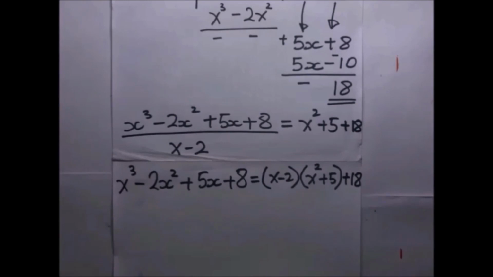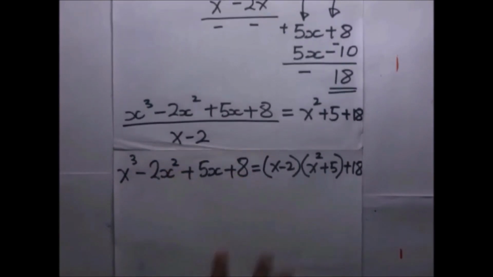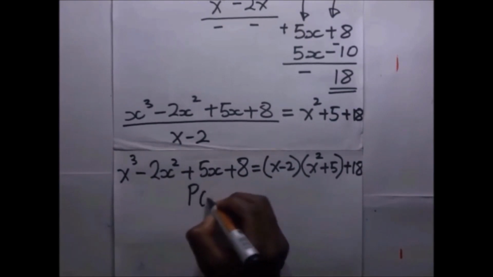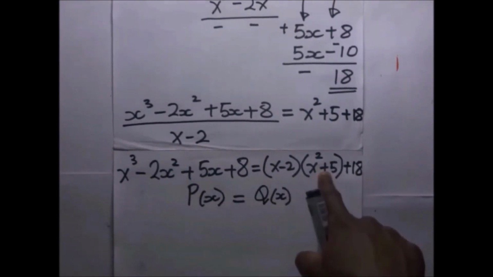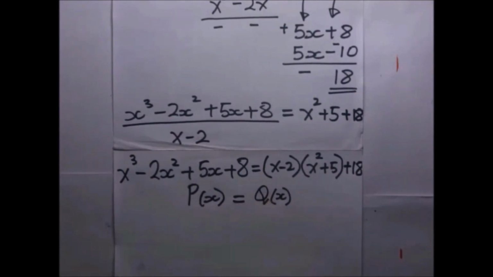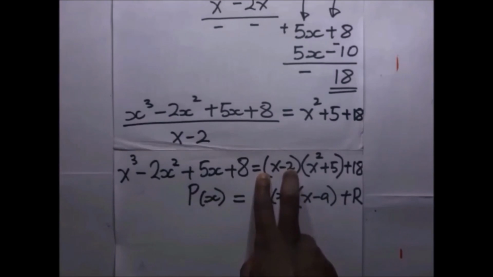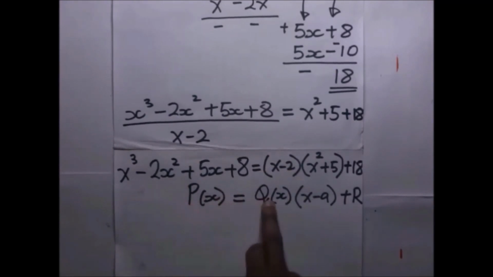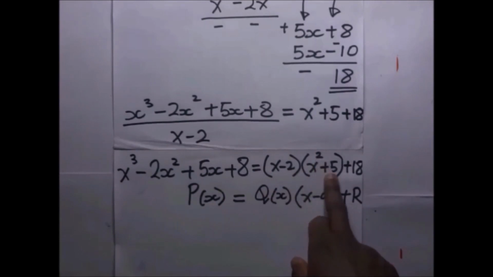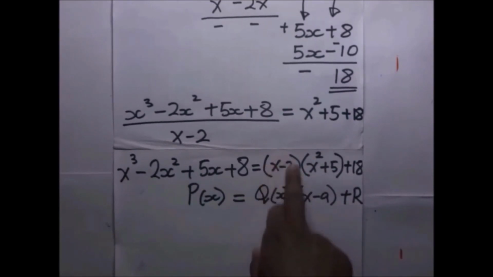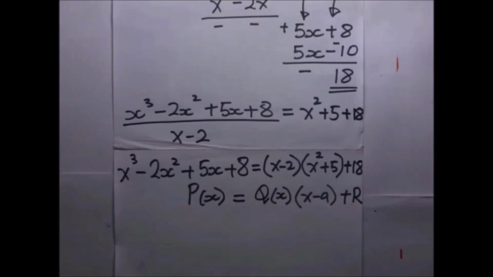So it means, in general terms, we can call this polynomial p of x. x minus a here is going to be our divisor. So the polynomial is going to be equal to the quotient, which is still a function, times x minus a, which is the divisor, plus the remainder. And this general term is what we are calling the remainder theorem. Let's do an example to this effect.